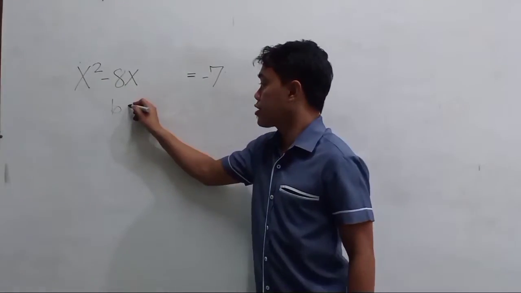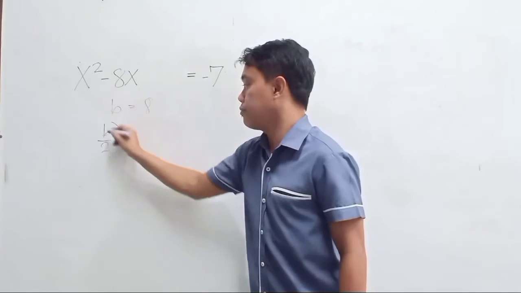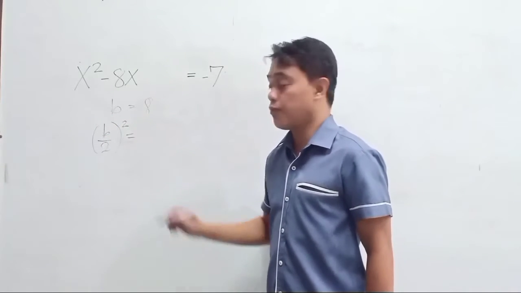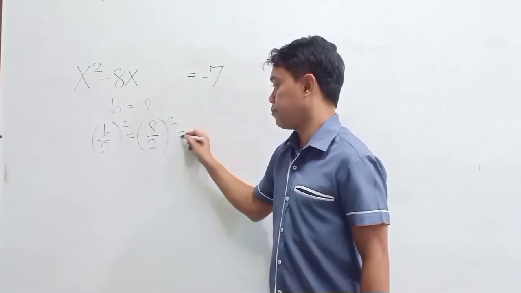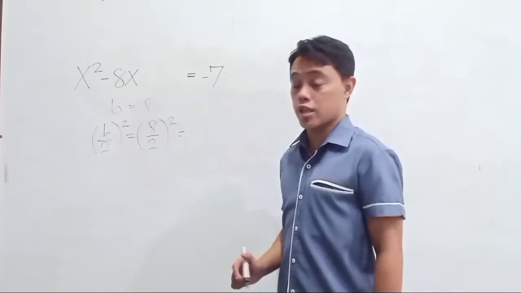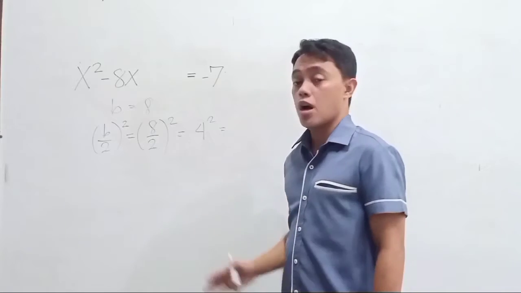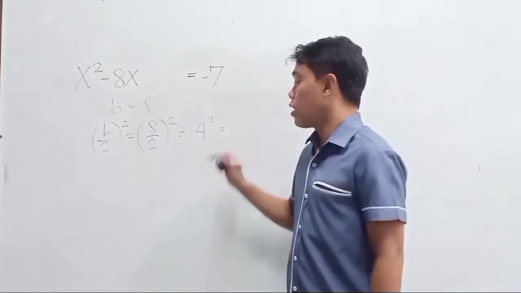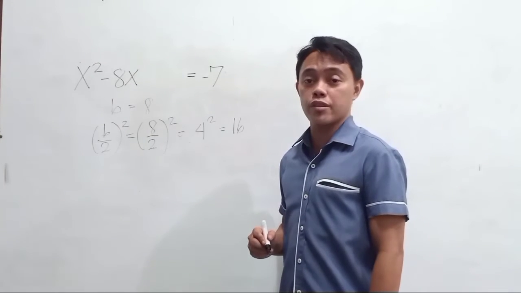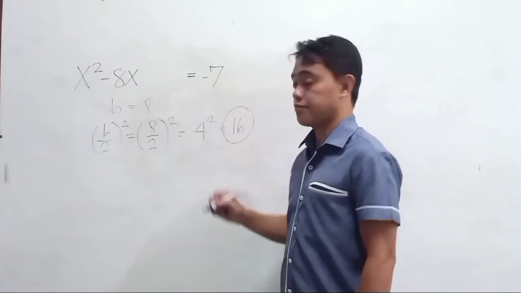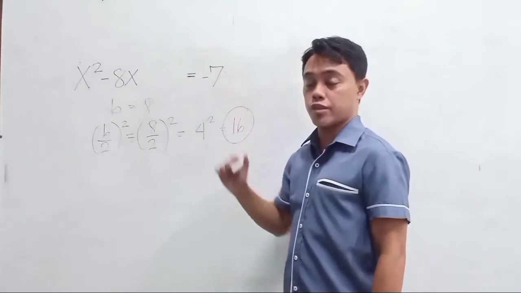Since b is equal to 8, b over 2 squared is equal to 8 divided by 2 squared. 8 divided by 2 is equal to 4. 4 squared is equal to 16. Therefore, the value of b over 2 squared is equal to 16. Add 16 to both sides of the equation.